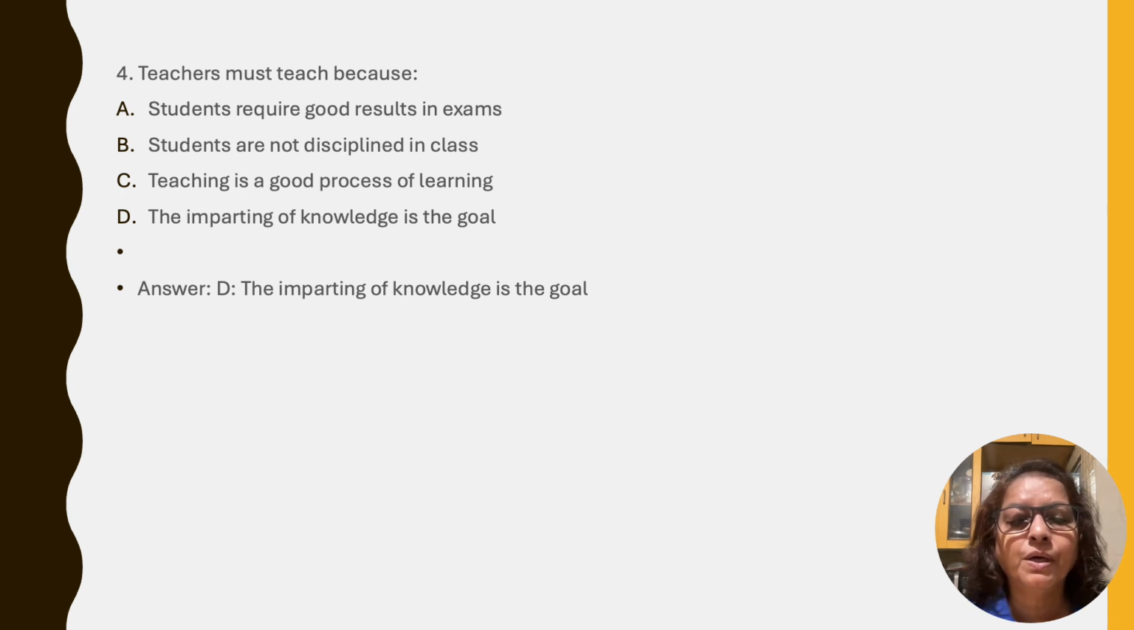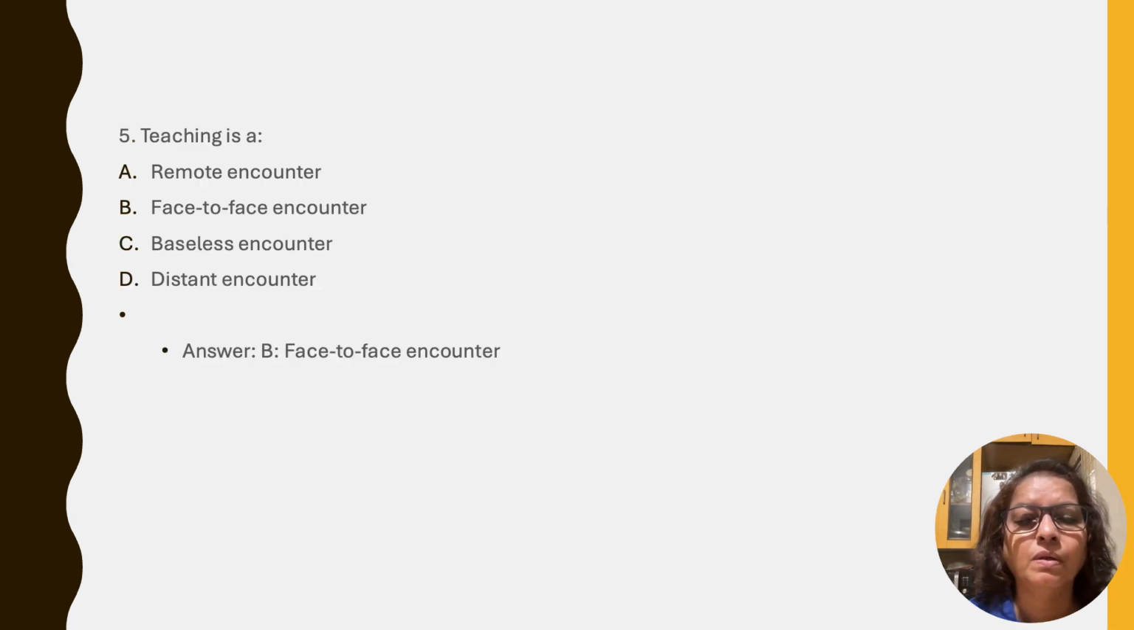Teachers must teach because students require good results. Students are not disciplined. Teaching is a good process of learning. The imparting of knowledge is the goal. Yes, D is the answer. Imparting of knowledge is the goal.